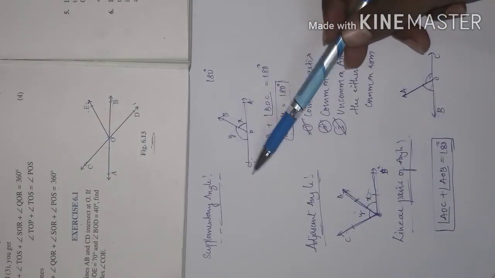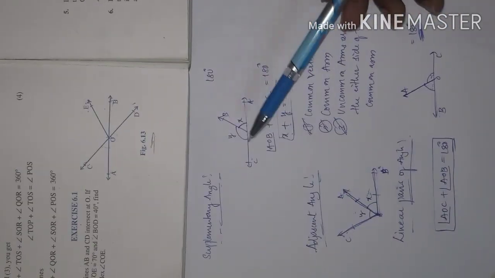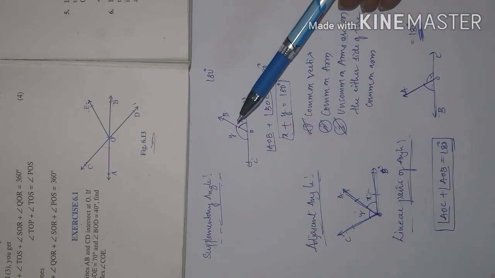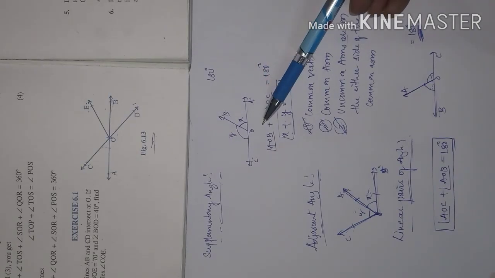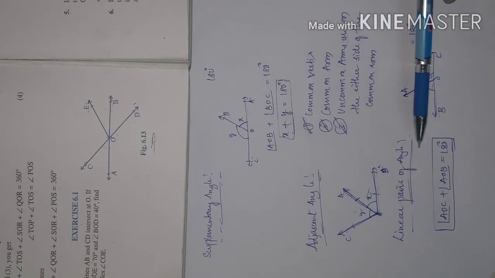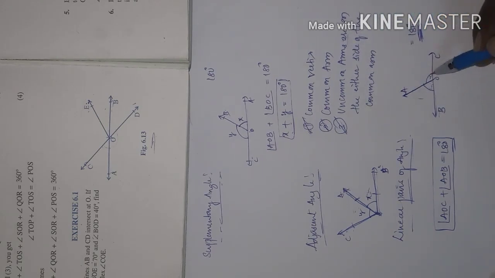Some of the students may get confused with supplementary angles and linear pair angles. In supplementary angles, the sum of the measures of the angles makes 180 degrees. I am not saying adjacent angles here, but in the case of a linear pair, it should be adjacent angles only.